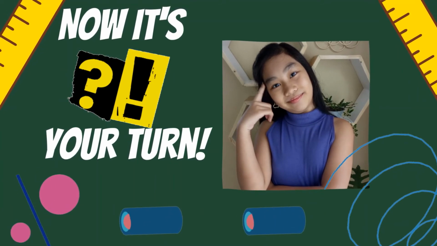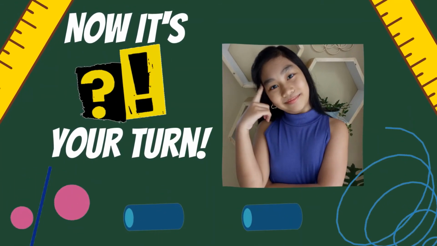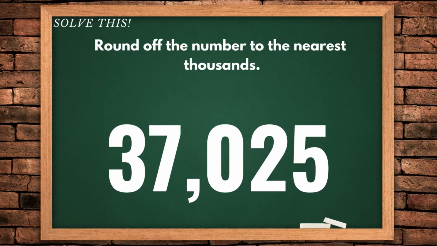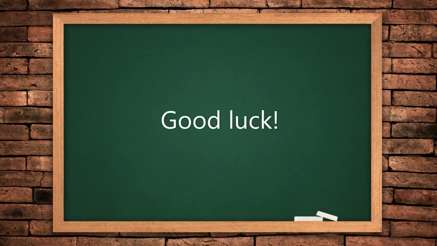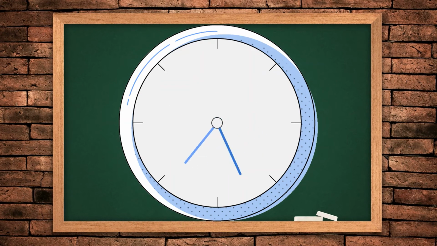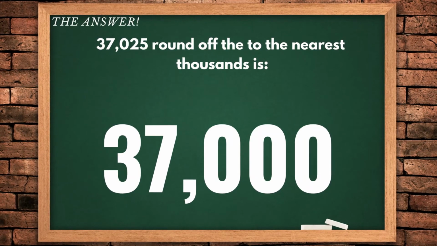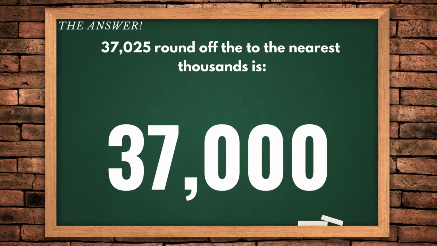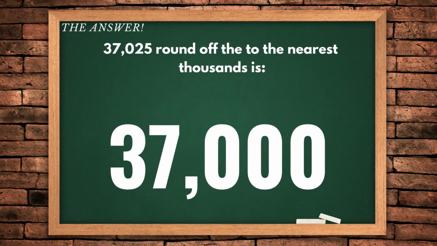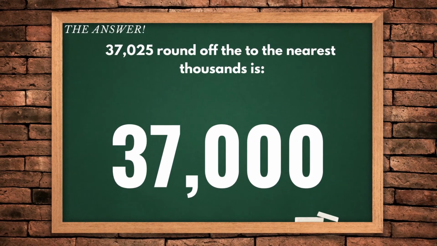Now, it's your turn to try rounding off numbers. Round off 37,025 to the nearest thousand. If your answer is 37,000, you got it right! 37,025 round off to the nearest thousands is 37,000.